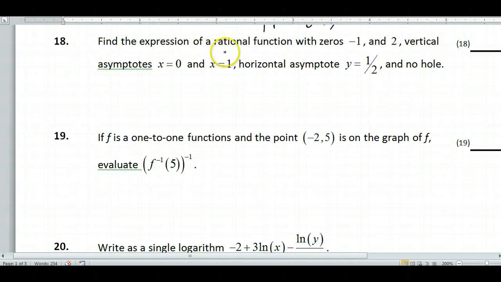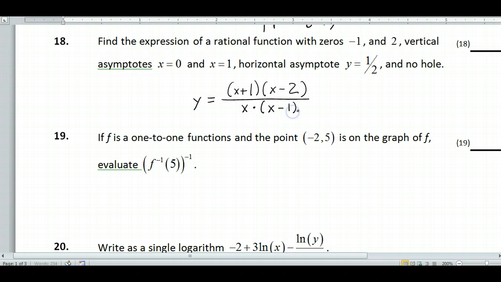Alright, so what do we want here? We want a rational function, so here we go, let's write it. y equals, alright, rational function means ratio of two polynomials. The zeros are -1 and 2. So if -1 is a zero, that means x plus 1 is a factor. 2, that means x minus 2 is a factor. The vertical asymptotes are x equals 0 and x equals 1. That means x minus 0, I don't have to write this, x and x minus 1 are factors, okay?